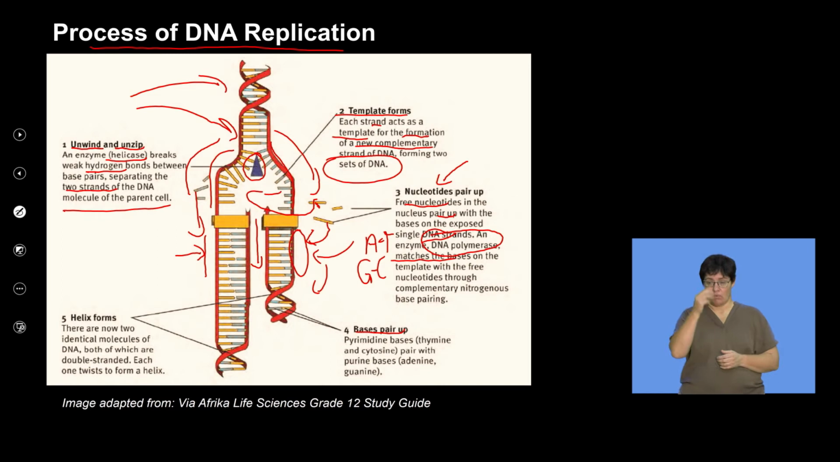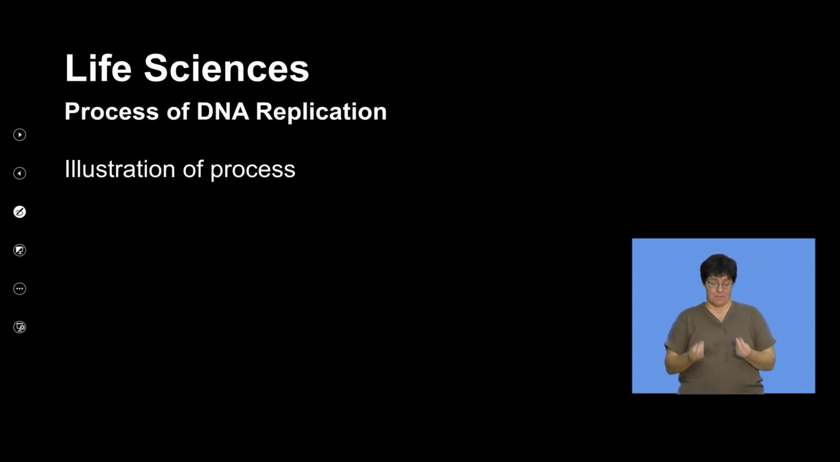So you'll know that a thymine will base pair with the cytosine, and likewise an adenine base pairs with the guanine. And as this process continues, polymerase continues to unzip the DNA, brings in more complementary free nucleotides to eventually form two new identical molecules of DNA, both of which are double-stranded. Each one will eventually twist to form a helical structure.